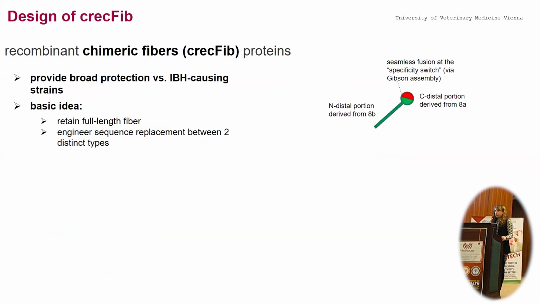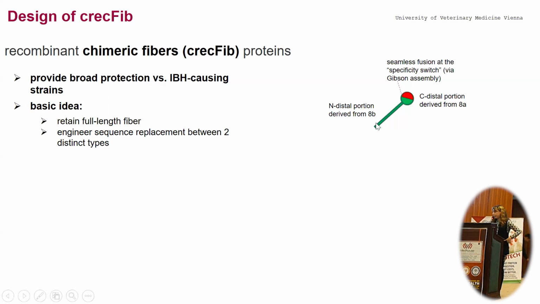So I said during my PhD, I started with the penton-based, it did not work. I started with single fiber, it worked only homologously. So what to do now? To tackle the problem of the broad protection, we decided to design a recombinant chimeric fiber protein that would merge epitopes from 8A and 8B fibers.